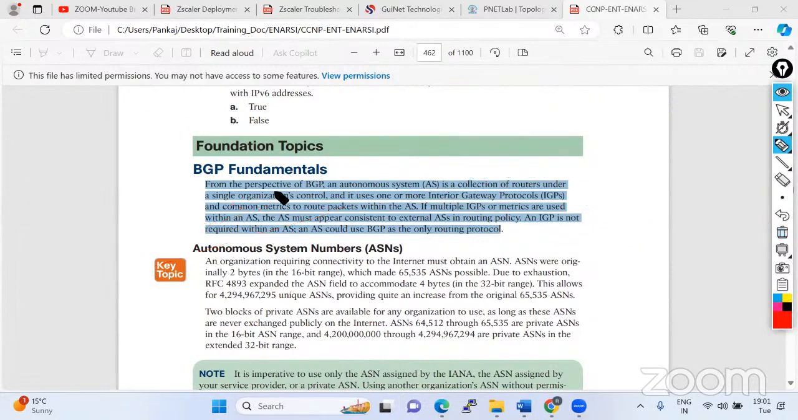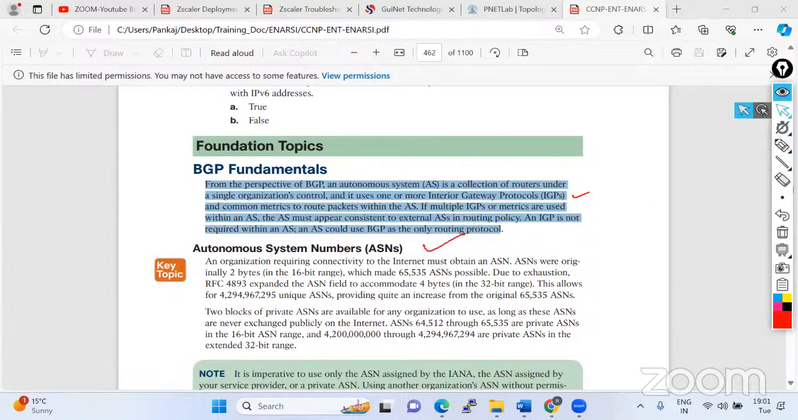So that's why you read this from the perspective of the BGP autonomous system, which we know is a collection of routers under a single organization's control, and it uses one or more interior gateway protocols, IGP. They are talking, it uses IGP to make the basic IPv4 or IPv6 reachability. Common metric to route packets within the AS, right? If you want to make routing reachability within the AS, then it is going to be required. This is all about the autonomous system.